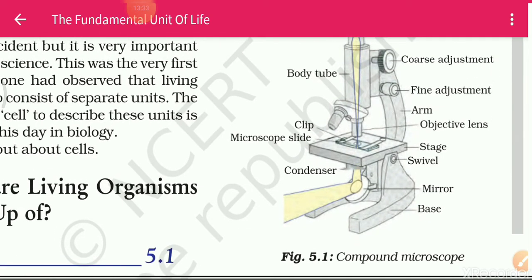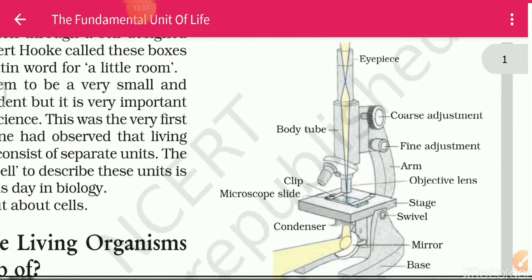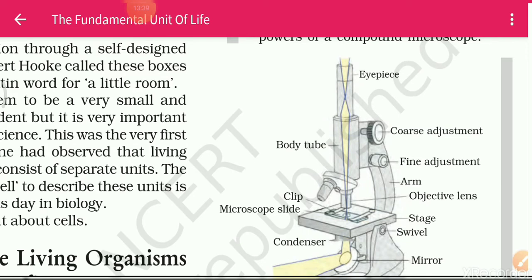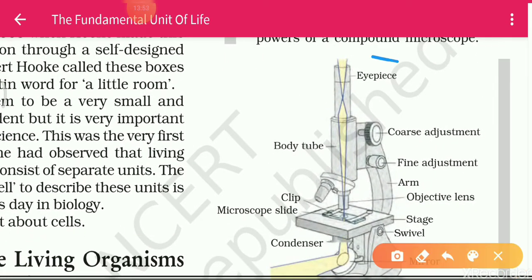This one is also called the light microscope. Here the eyepiece is given. Okay, this one is the eyepiece. From the eyepiece at the top one can see a magnified image of the object or specimen. With the help of this eyepiece we can see the object. Okay, this one is your body tube. We can keep the slide here.